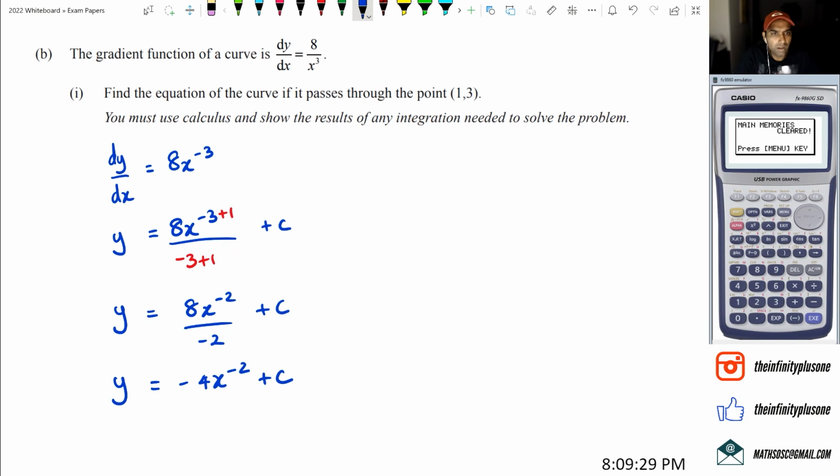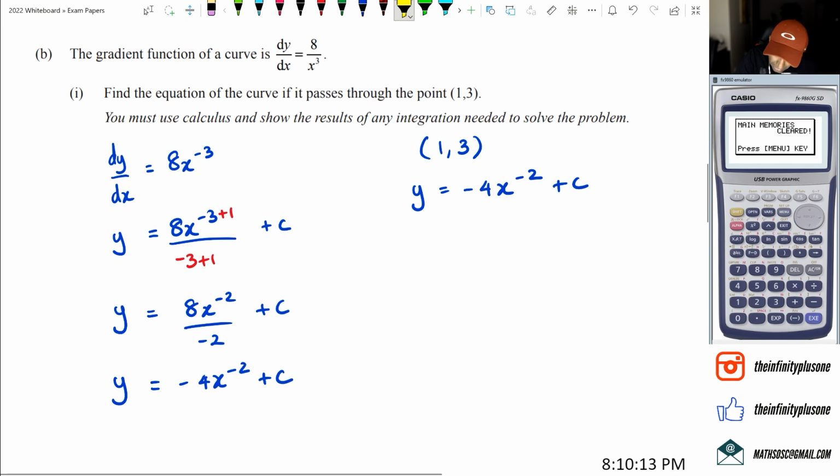Now unfortunately I need to actually find the equation of the curve if it passes through the point (1, 3). So the first thing is, what do we have? All it's really asking us to do here is figure out what the value of c is, and we've got 1 and 3, so we're going to substitute 1 and 3 into this equation. Because our equation is y is equal to -4x to the power of -2 plus c, I am going to replace x with 1 and y with 3.